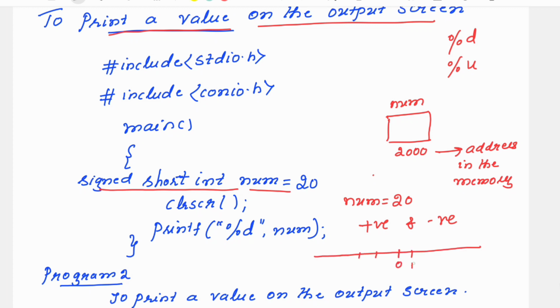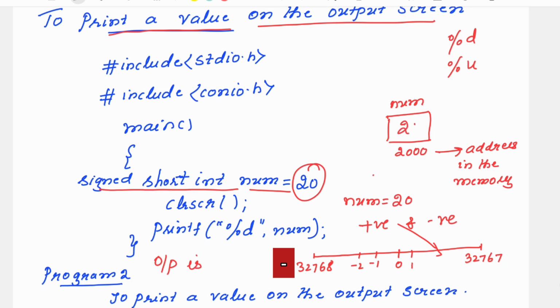On this scale we are writing the range for this particular data type. The positive values go from 0 to 32767, and the negative values go from -1, -2, down to -32768. So you have given a value 20, which is definitely present on this scale. That means you have given a value within the range of this %d scale, so the output will be printed here. The output is simply whatever number is assigned here, that is, the value 20.